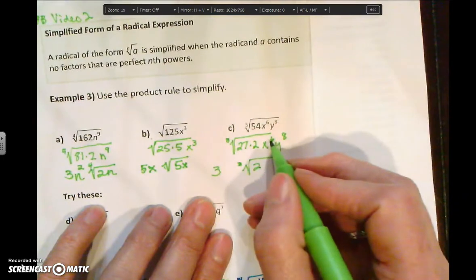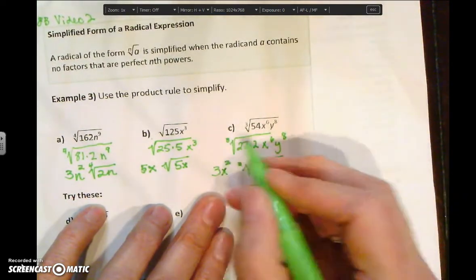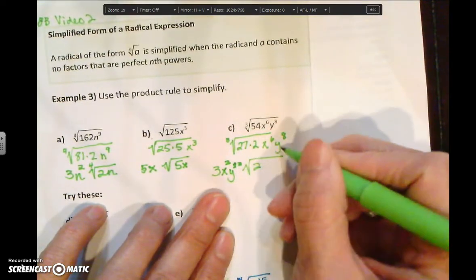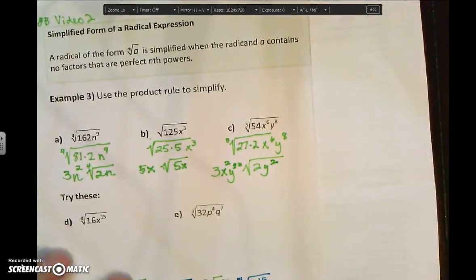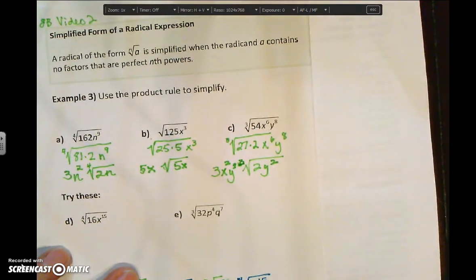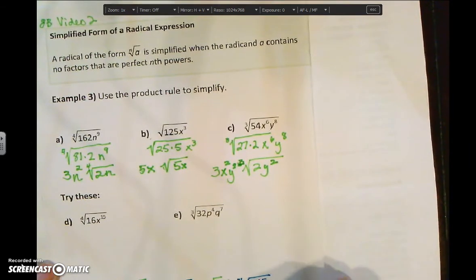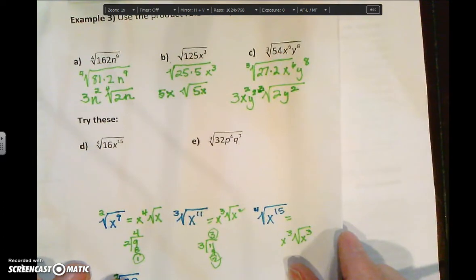Then 3 will go into 6 2 times exactly, so x squared comes out. 3 will go into 8 2 times, so y squared, and then there were 2 y's left over right there. And this is a little cube root thing right there on that. So 3x squared, y squared, cube root of 2y squared. All right, so give a really good try to D and E.